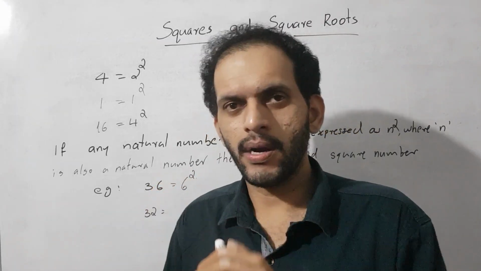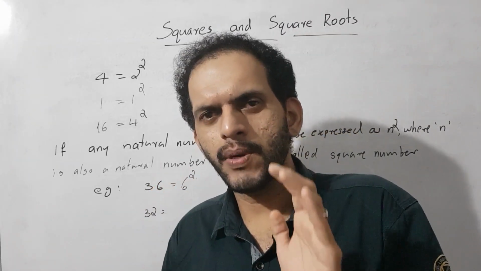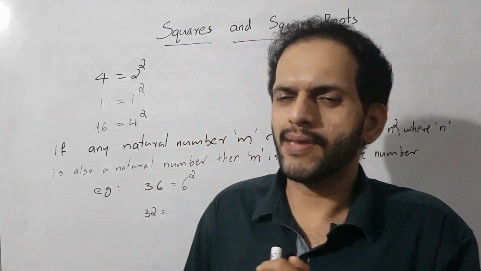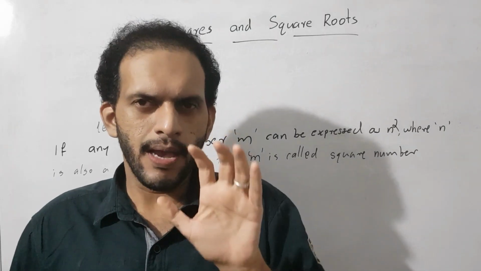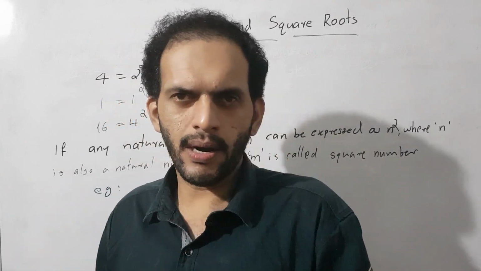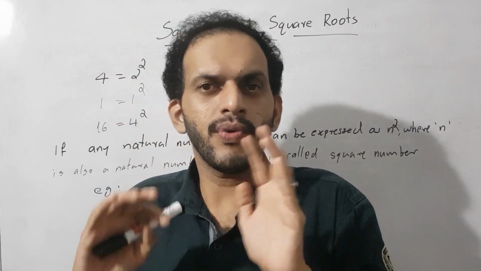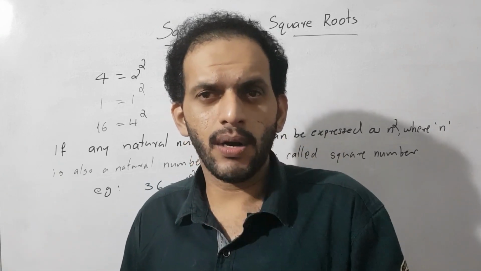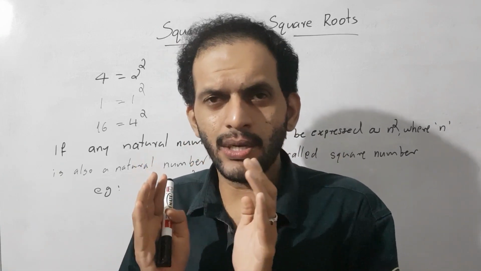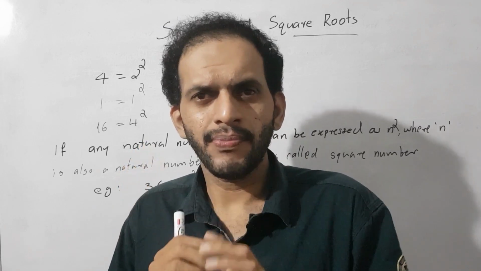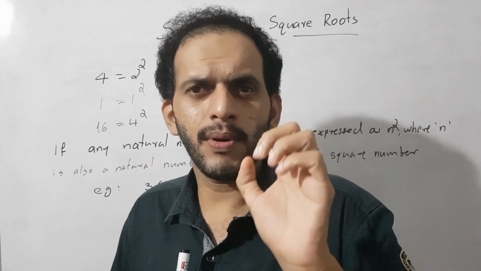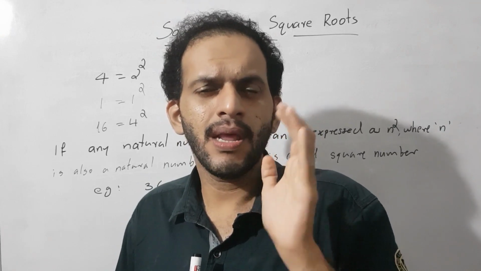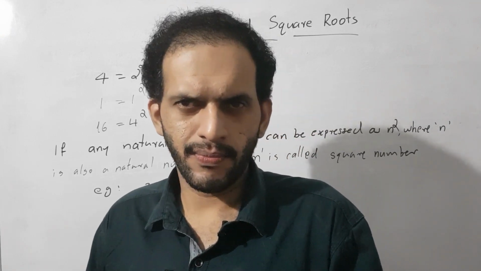Is 32 a square number? If 32 is a square number, then 32 is possible to write as the square of a number in between 5 and 6. If 32 is a square number, then how do we convert 32 as a square of a natural number? Surely if 32 is a square, then it is possible to write as a square of a number between 5 and 6.